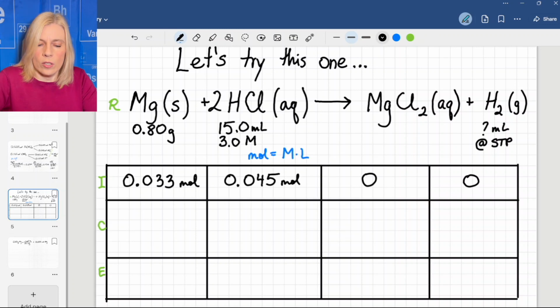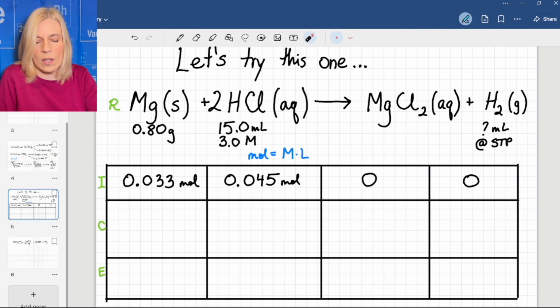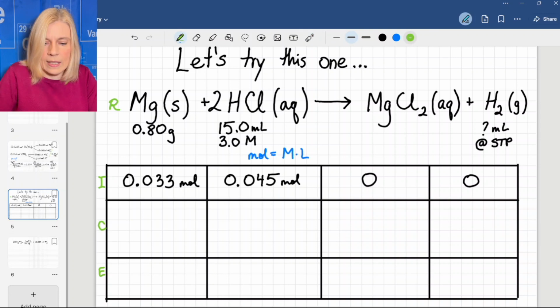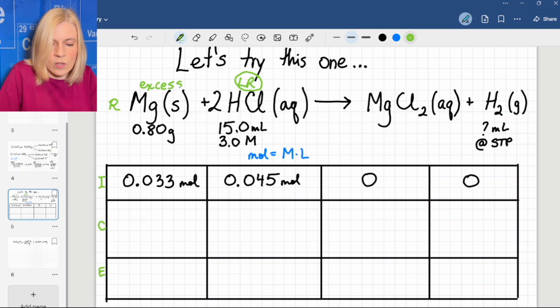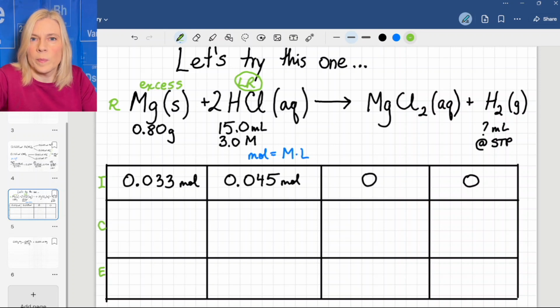Okay, so let's look at our stoichiometry. What does that mean? What's going on here? For 1 mole of magnesium, I need 2 moles of hydrochloric acid. So for this amount, 0.033 moles of magnesium, I need 0.066 moles of hydrochloric acid. And I look and I have less. I have less than I need. So therefore, my limiting reactant is my hydrochloric acid, and I'm going to have excess magnesium. That means some magnesium ribbon will be left over in my test tube.